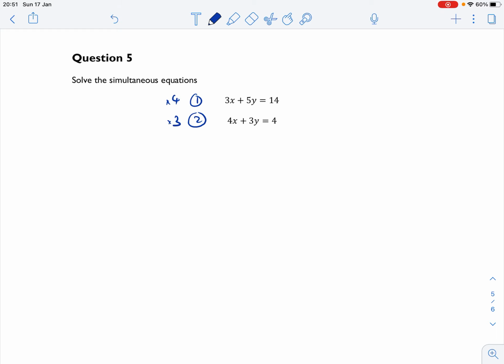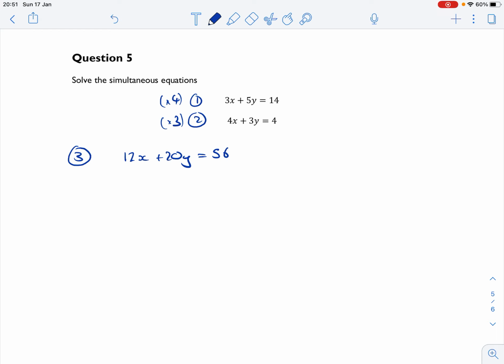Now that will always work. It won't always be the most efficient. You should be looking for common multiples to help you. But in this case, that will work. So I'm going to get equation 3, which is going to be equation 1 multiplied by 4. So multiply everything by 4. So I'm going to get 12x plus 20y is equal to 56.